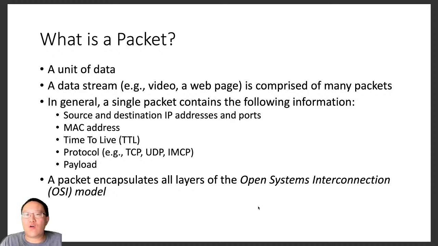Okay? So a single network packet contains the following information: source and destination IP address, MAC address, protocol, time to live. A packet contains all that information. On the technical details, a packet encapsulates all the layers of the Open Systems Interconnection Model, the OSI model. Now, of course, you may be wondering, what is this OSI model thing?